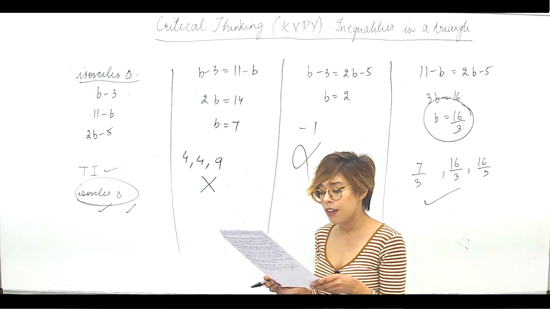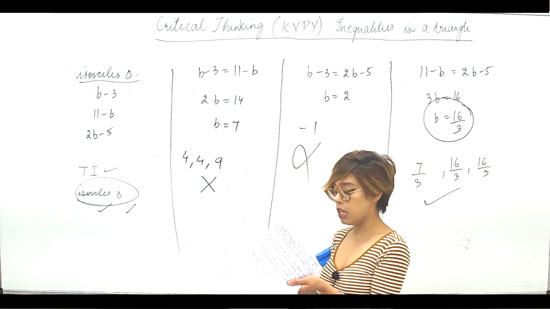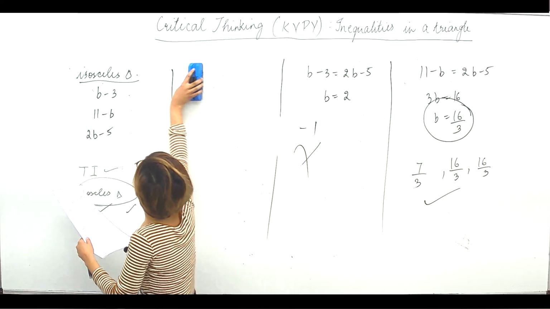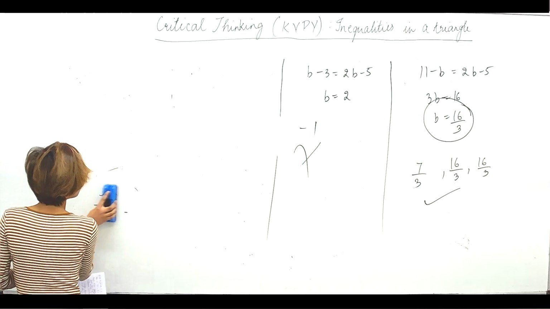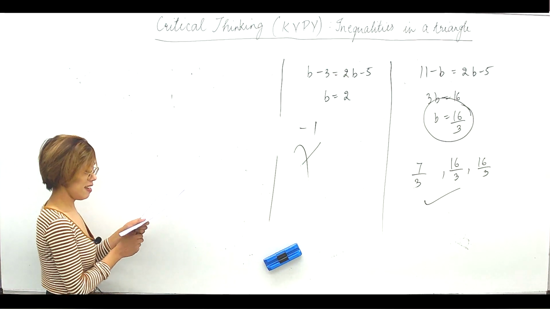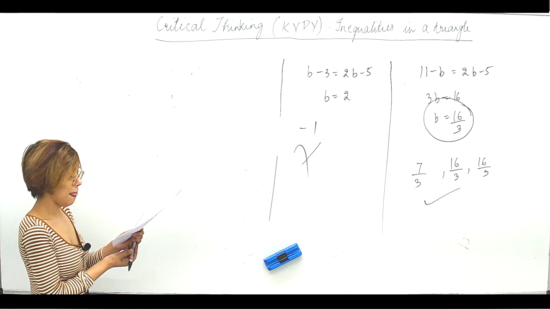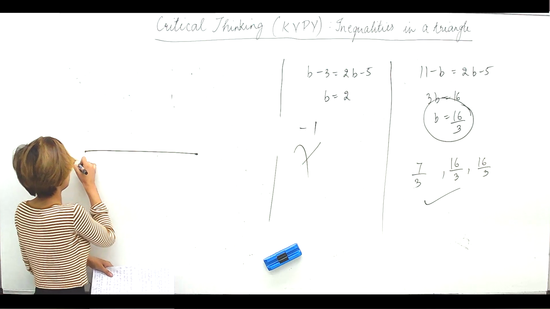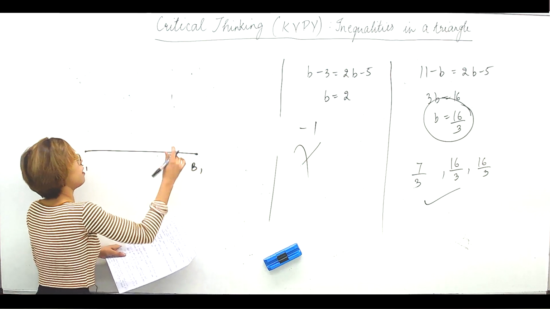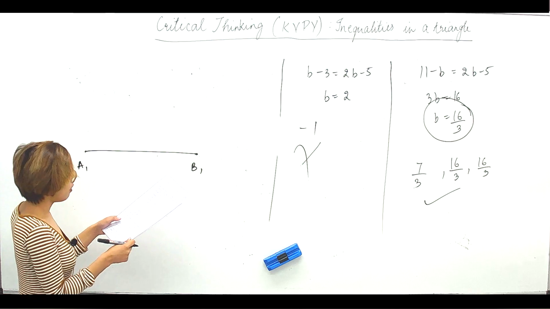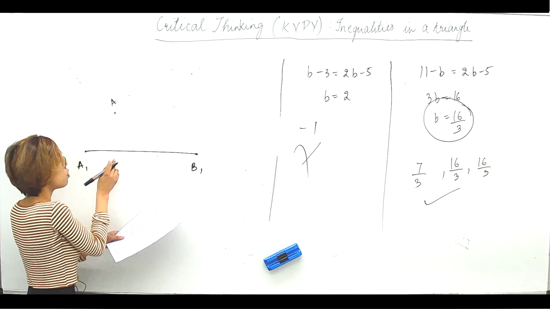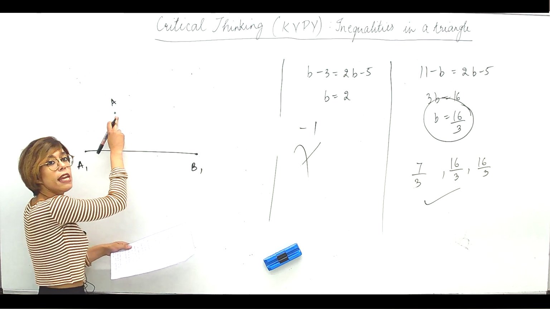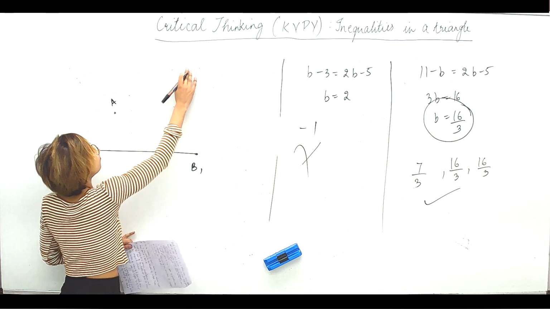Write down. A man walking from A wishes to reach a river, the straight line A1 B1 in the figure. A man walking from A wishes to reach the river, this is the river, and then go back to B. From A, he wants to reach the river and then he wants to go back to B. Suppose B is here.